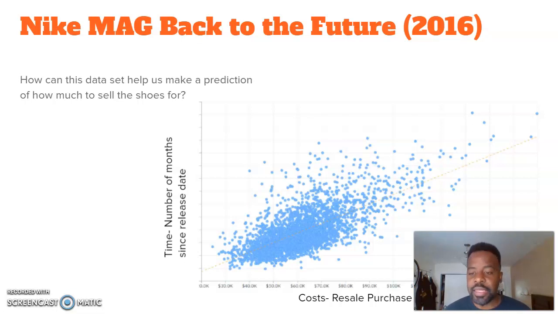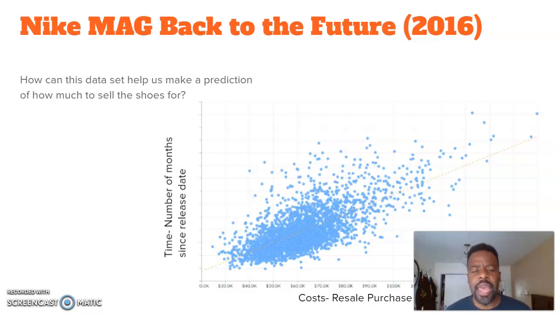So as we can go ahead and see right here, this is a graph of the Nike Mag Back to the Future shoe. And as we can start to see, the cost is going to be at the bottom, our resale purchase price. And on the y-axis, we have time, the number of months since its release date back in 2006.